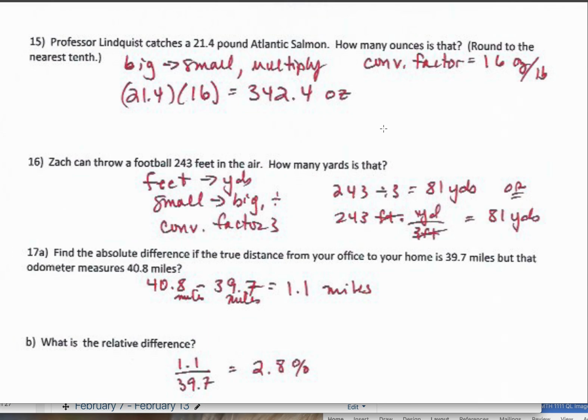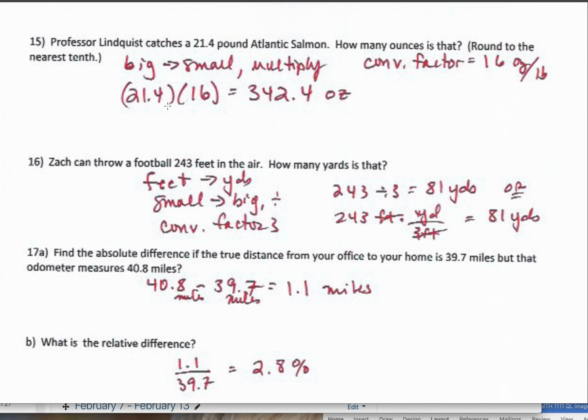Number 15, I catch a 21.4 pound Atlantic salmon. Great fish to catch on a fly rod. How many ounces is that? Round it to the nearest tenth. Well, you're going pounds to ounces. That's big to small. You're going to multiply. 21.4 pounds times 16 ounces per pound gives you 342.4 ounces.